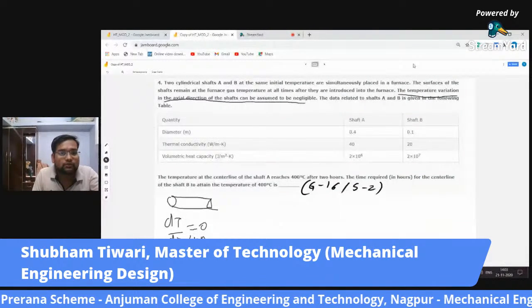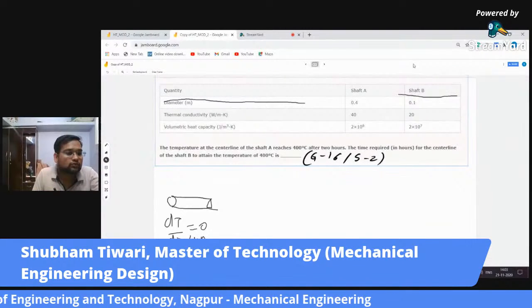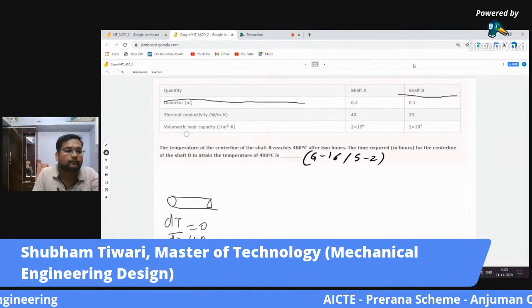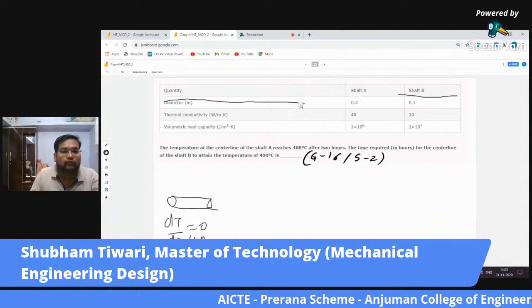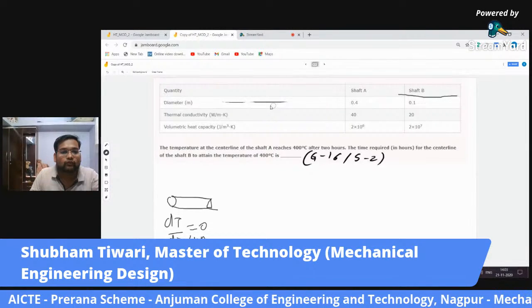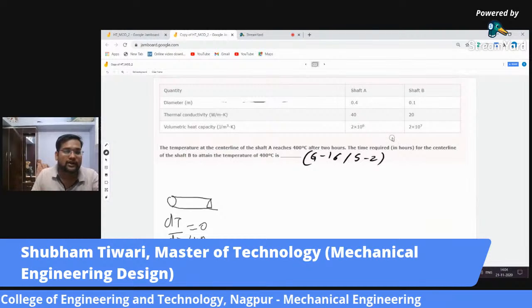Let us just move it a little bit up so that we get space to solve our question. This is a large question.